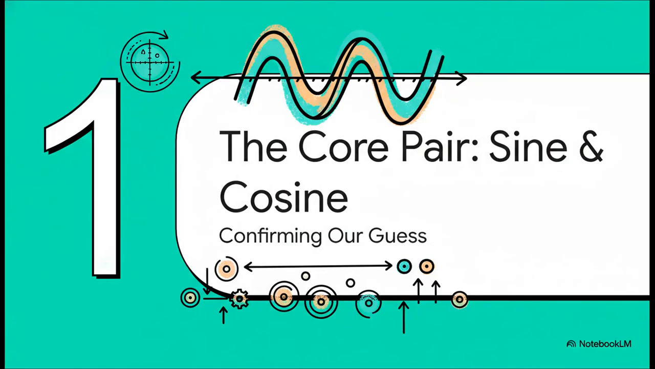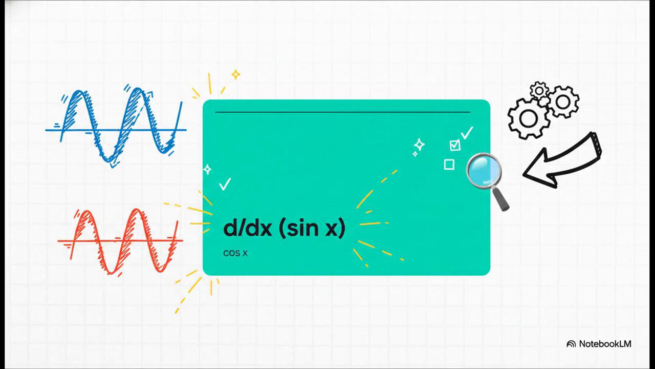Okay, let's dive into the core pair, sine and cosine. We're going to confirm that visual guess we just made. And yep, calculus totally backs up what we saw. The derivative of sine of x, which is just the fancy way of saying the formula for its slope, is exactly cosine of x. Boom! That's our first big rule, locked and loaded.